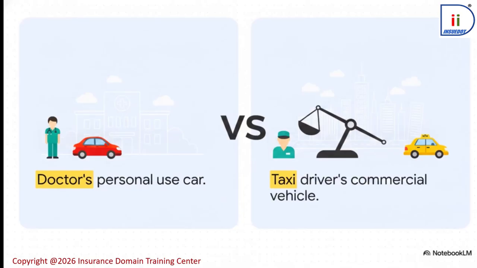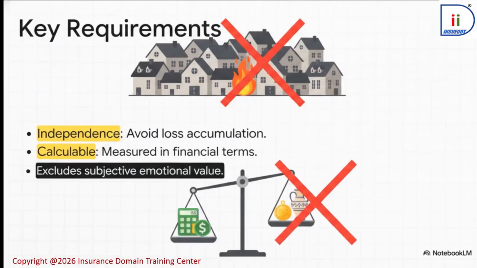Take the very first rule, for instance, homogeneous exposure units. Imagine you have 2 identical cars. One belongs to a doctor with, say, a 5-minute daily commute, while the other belongs to a taxi driver who's logging hundreds of miles a day. Grouping them into the exact same risk pool creates something called adverse selection. Basically, it completely ruins the math. Insurers really need large pools of truly similar risks to predict their losses accurately.